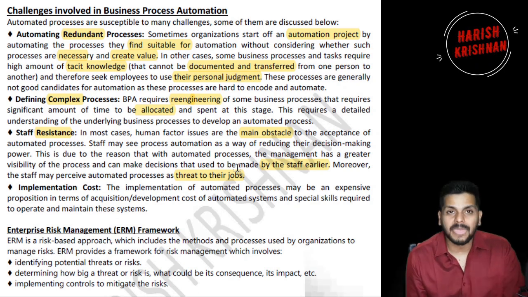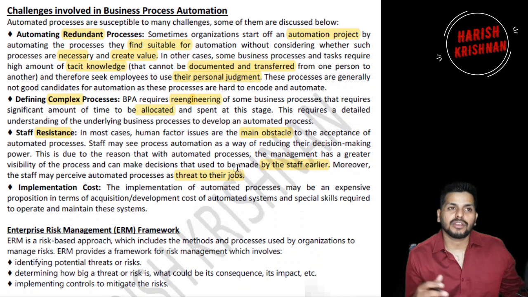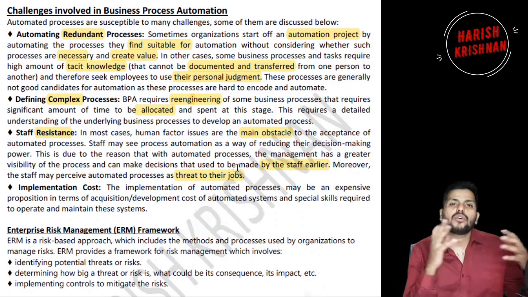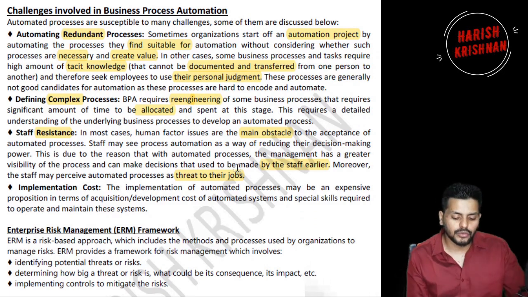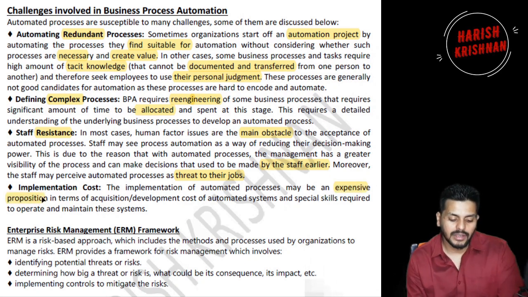And one of the biggest challenges involved in BPA is it's a very, very costly process. Take out from your mind that BPA is just about buying a few computers and installing. No, it's not that. So it's a whole transformation. The cost is going to be pretty high. It's a very expensive proposition. BPA is a very expensive proposition in terms of acquisition or development cost of automated systems and special skills required to operate and maintain these systems.